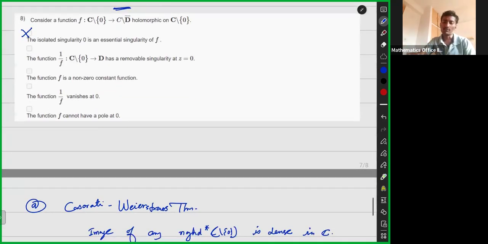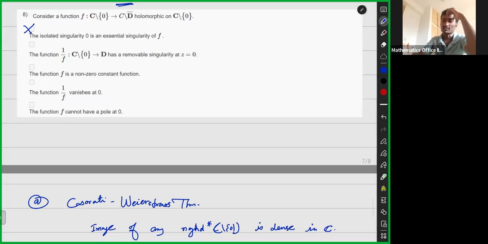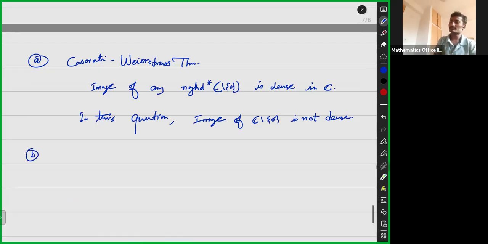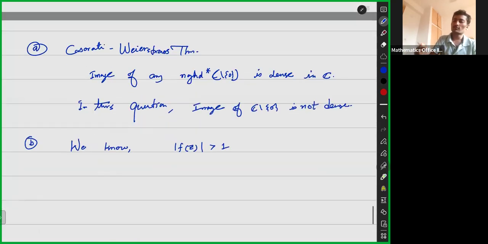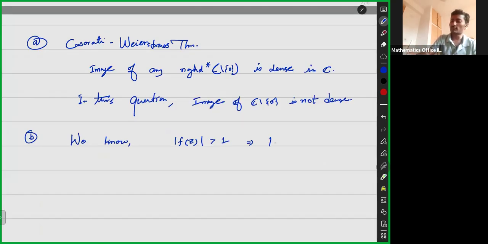Now what about the second? We have to consider 1 by f. It has a removable singularity at that point. Okay, let's see. So we know that by hypothesis, mod of f z, for any z, is bigger than 1, because they are not in the unit disk. You see from here? So the modulus of f is bigger than 1. This implies mod of 1 by f z is less than 1. Now we are going to use the Riemann removable singularity theorem. What does it say?